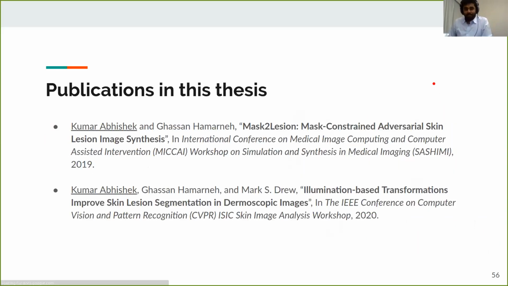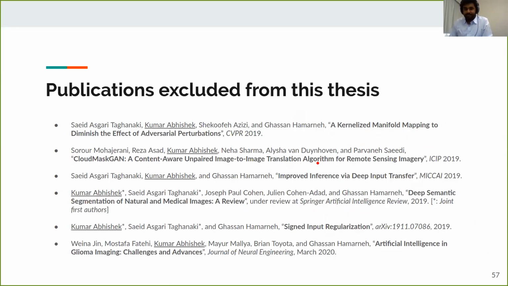So here are the 2 papers used for this thesis, the MICCAI SASHIMI paper and the CVPR ISIC paper. Here are the papers I excluded from this thesis and references.